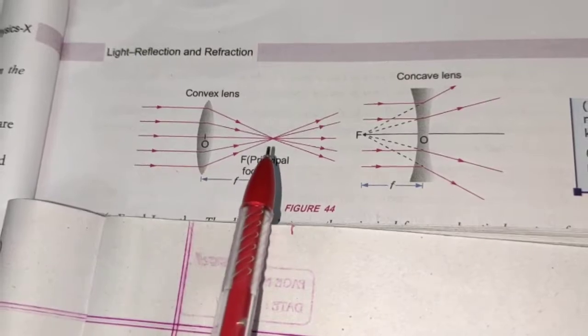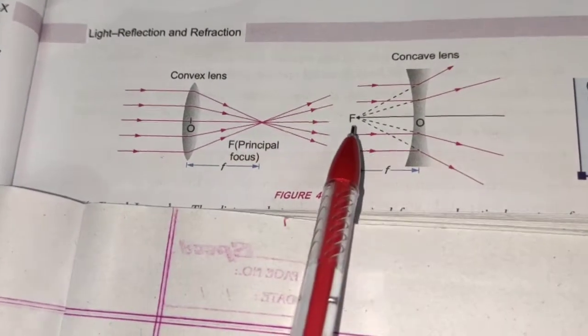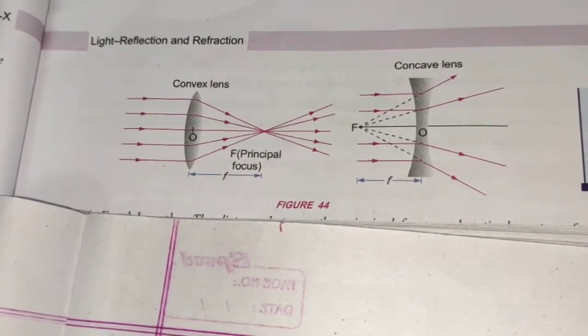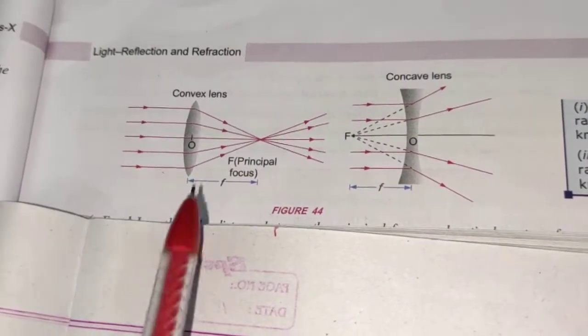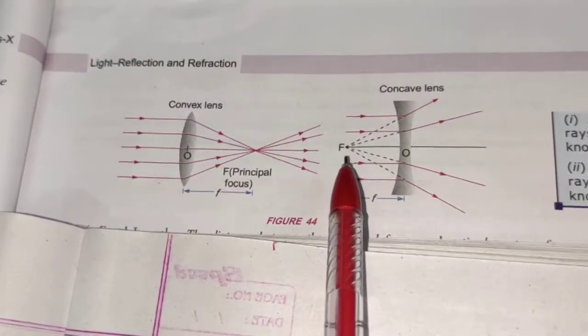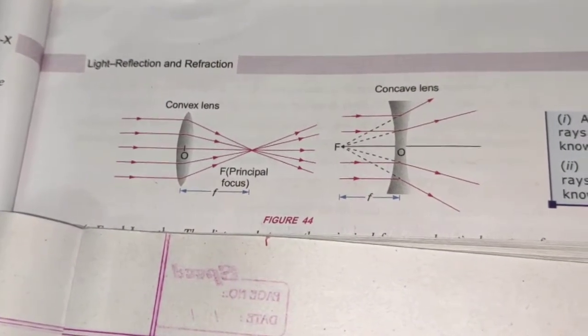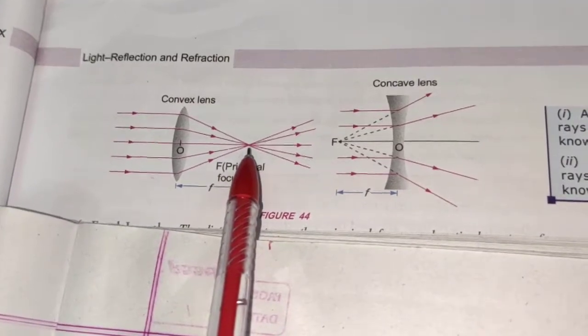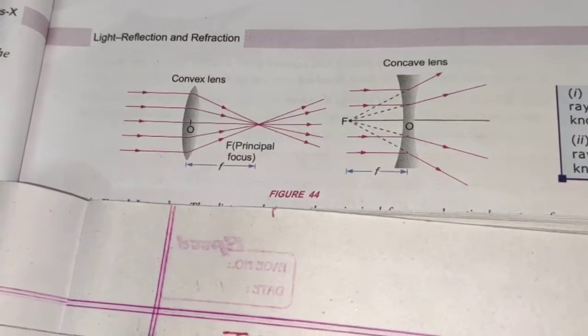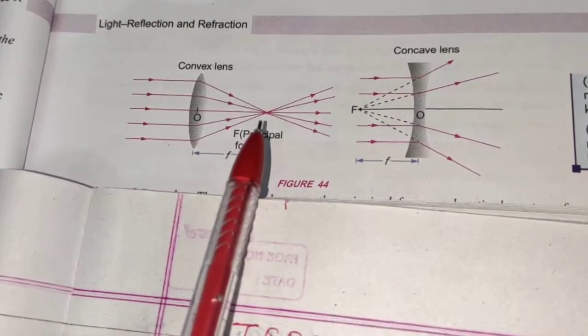Now principal focus. This is the principal focus of a convex lens. This is the principal focus of a concave lens. Now what is that? It is a point on the principal axis of a lens where all rays of light parallel to the principal axis meet or appear to meet. Here it is appearing to meet. Here it is actually meeting after passing through the lens. This is called the principal focus and it is denoted by capital F. A lens has two principal foci, F1 and F2, because it has two spherical surfaces.